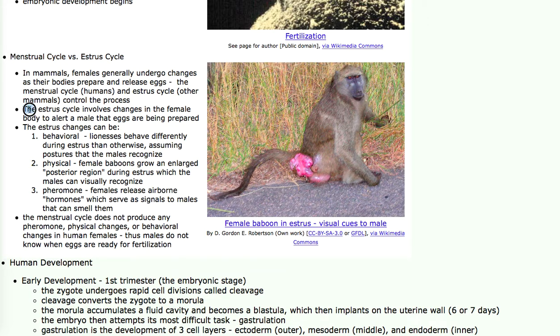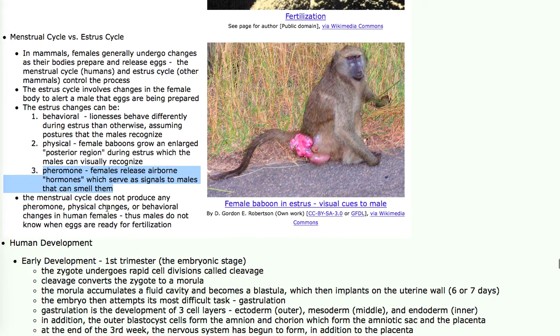The estrous cycle, which is what most female mammals have, involves behavioral changes in the female, where the females become receptive to males, or there are physical changes like the red buttocks, or there are pheromones, which are airborne perfumes that are released by the female, which the male can smell to tell the male that there are eggs present. In humans, we are not aware of any behavioral, physical, or pheromone changes to communicate between females and males to indicate when eggs are present.